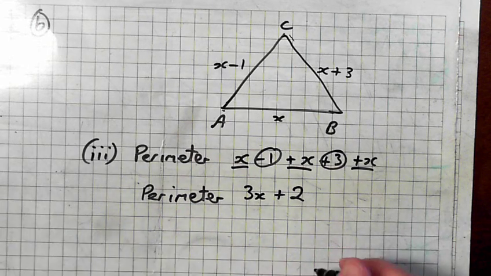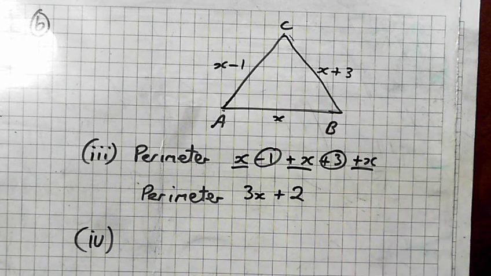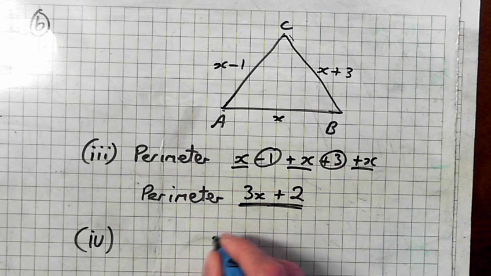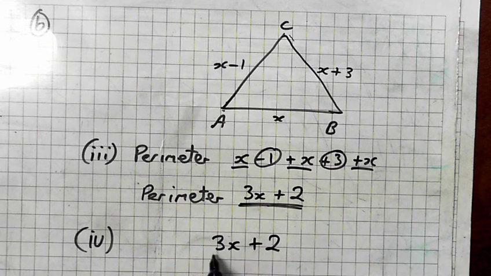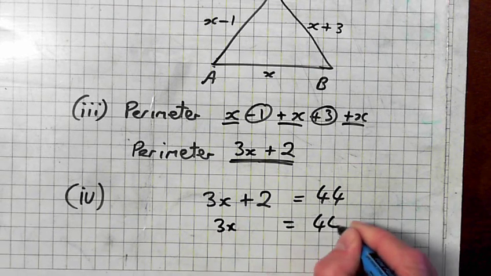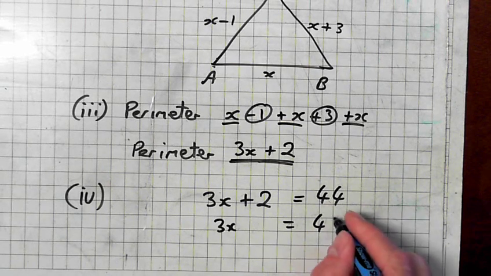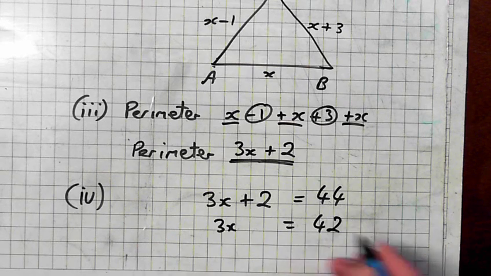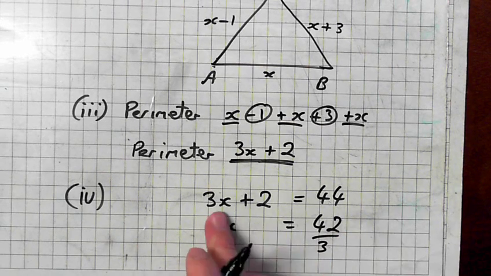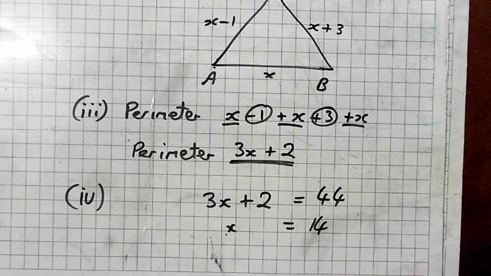Part 4 tells you that the total distance is 44. So find x. So this is equal to 44. This is the perimeter. The perimeter is equal to 44. Find x. So what do we do with the 2? Move it across, make it minus. 44 minus 2. Bring it across. Okay, so that becomes 42. Divide both sides by 3. x is equal to 42 divided by 3. 14. Yeah. x is equal to 14.